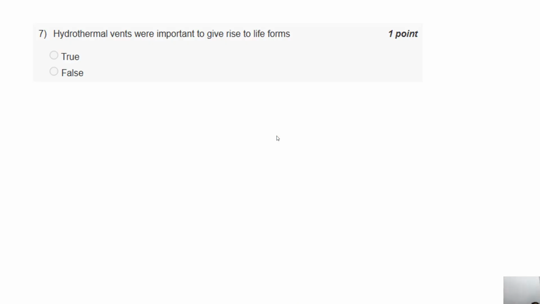So the answer to this question will be true. Hydrothermal vents are actually important to give rise to life forms. If anybody has any doubt in this question, you can unmute and let me know, or we'll move ahead to the next question after 2-3 minutes.